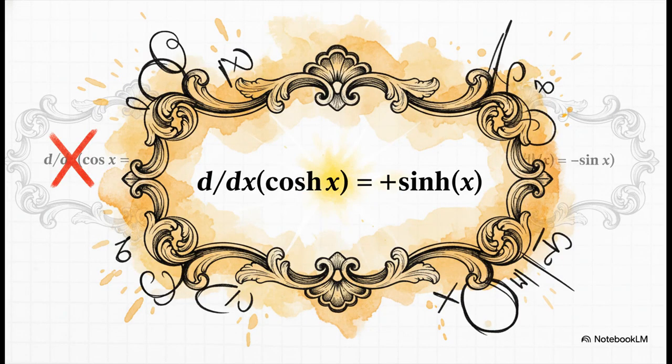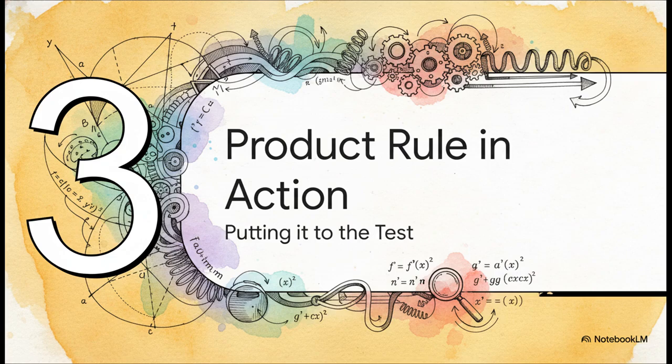It's positive. The single most important thing to remember here, and the most common place people slip up, is that the derivative of cosh x is positive sinh x. It's not negative. And the reason for this actually comes from their definitions using Euler's number. Cosh of x is based on e to the x plus e to the negative x, and when you differentiate that, the signs just work out perfectly to give you a positive sinh x. Okay, so we've got this new kind of weird rule. But here's the great news.